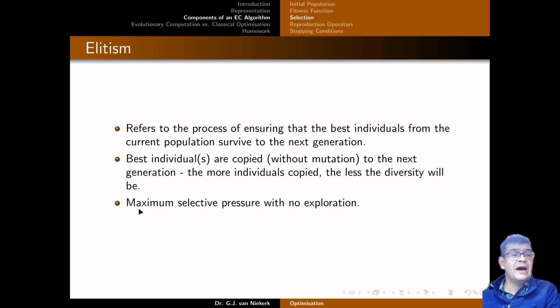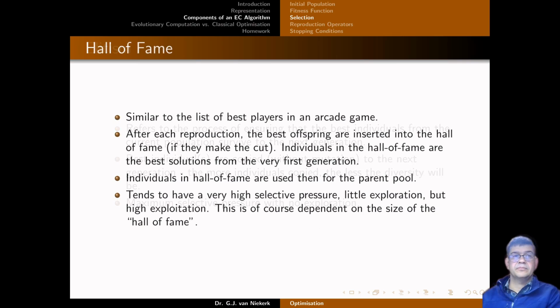And of course, this is the maximum possible selective pressure, and there's no exploration taking place. You always take the best individual. The next selection scheme is Hall of Fame. Now this is very similar to a list of the best players in an arcade game, if you remember those days. So after every reproduction, the offspring is inserted into the Hall of Fame if they make the cut. If they're not good enough, they get discarded. And then the individuals in the Hall of Fame are the ones used for reproduction.